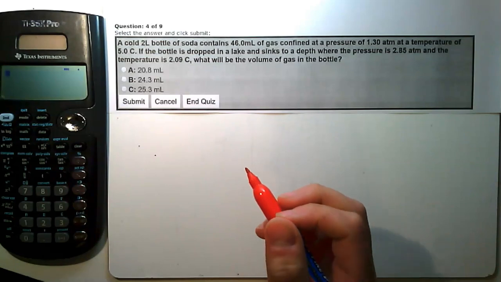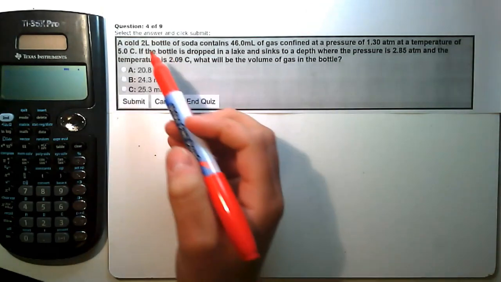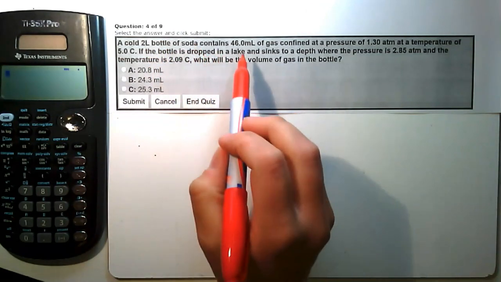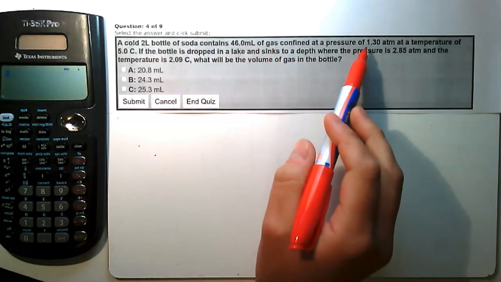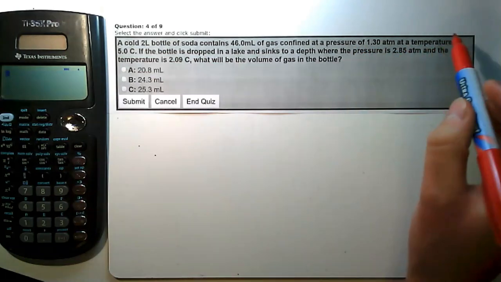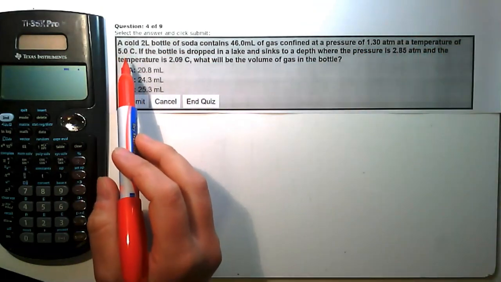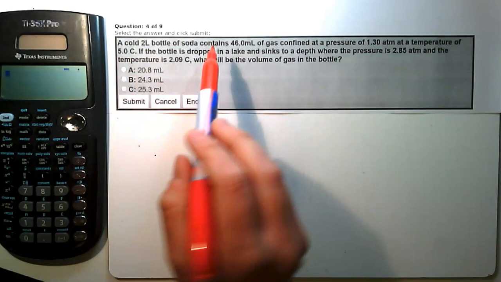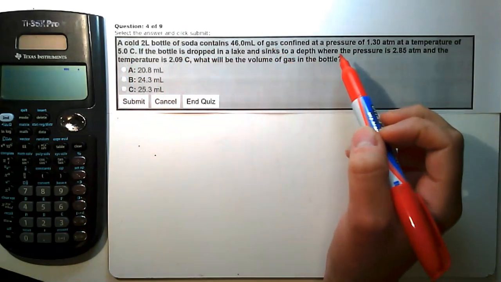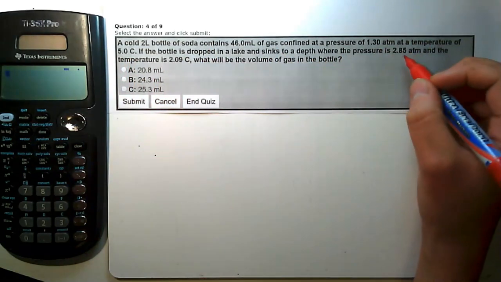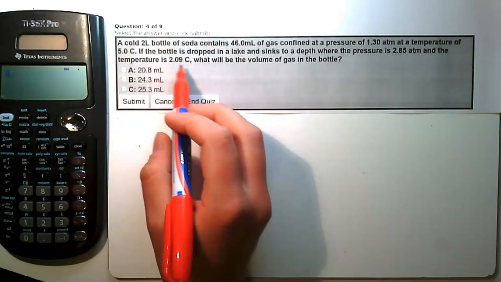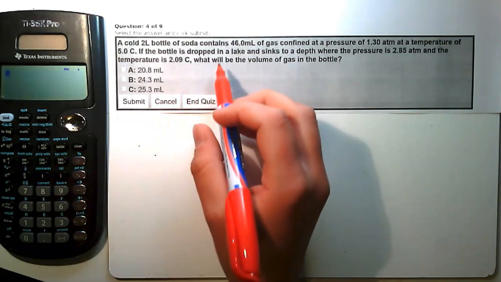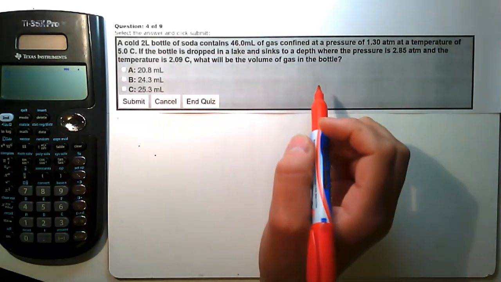Alright, our next problem here says a cold 2-liter bottle of soda contains 46.0 milliliters of gas confined at a pressure of 1.3 atm at a temperature of 5.0 Celsius. If the bottle is dropped into a lake and sinks to a depth where the pressure is 2.85 atm and the temperature is 2.09 Celsius, what will be the volume of the gas in the bottle?